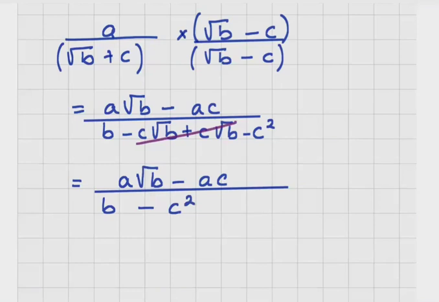Now, depending on what the values of b and c are, but b and c are obviously going to be whole numbers in this case, we no longer have any roots in the denominator. Like I said, we can have roots in the numerator, but not in the denominator. So we don't see any signs or any trace of surds or roots in the denominator.